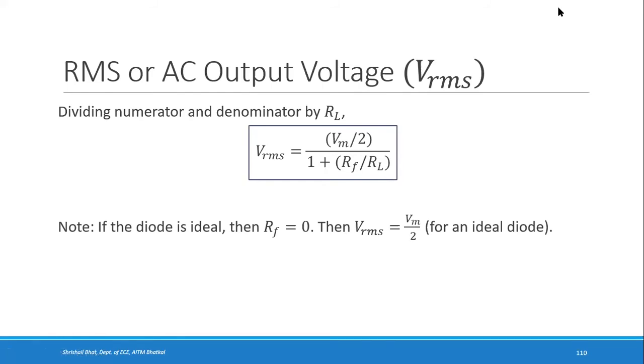Umair has asked why it is not Im by root 2. Very good question. Because Im by root 2 is the RMS value of a sinusoidal signal which has both the half cycles. But we are finding here the RMS value of the load current of a half wave rectifier which has got only one half cycle.